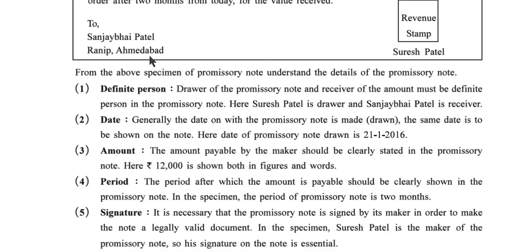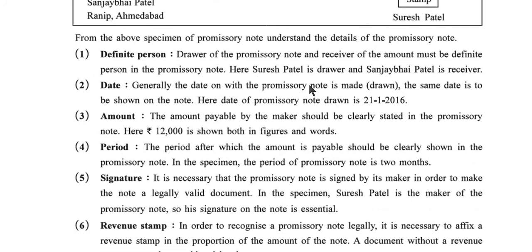From the above specimen of promissory note, understand the details of the promissory note. Definite person. Drawer of the promissory note and receiver of the amount must be definite persons in the promissory note. Here Suresh Patel is drawer and Sanjay Bhai Patel is receiver. Date. Generally the date on which the promissory note is drawn is to be shown on the note. Here date of promissory note drawn is 21st January 2016.